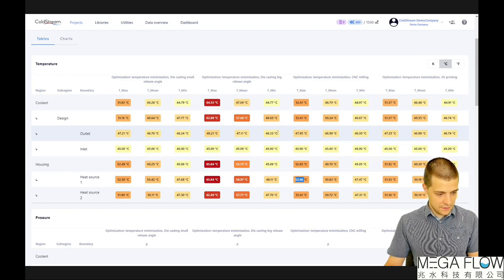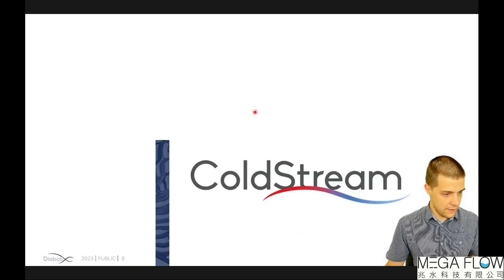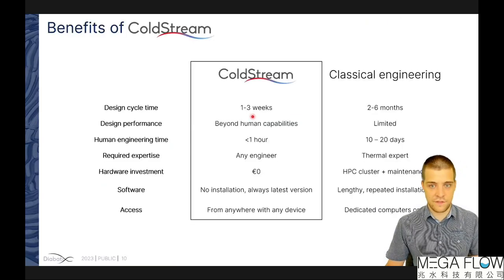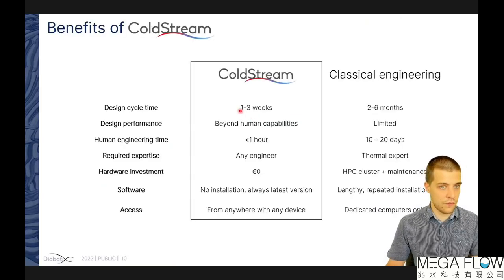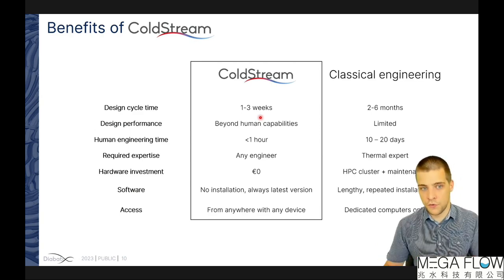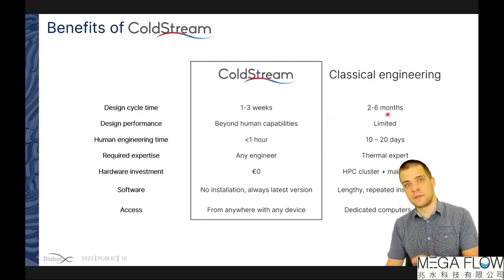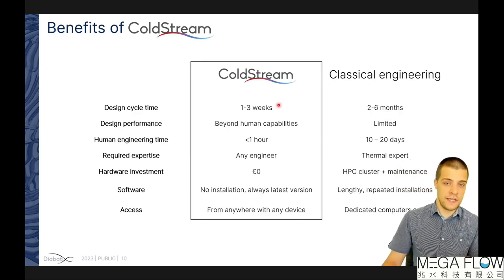All right, looking at the time, I see that we are running out. So unfortunately, I don't have time to cover any Q&As or questions in more detail. But I want to leave off with these final notes. By using generative design software like ColdStream, you can very much reduce the design cycle time from 2 to 6 months in classical engineering to just a couple of weeks.